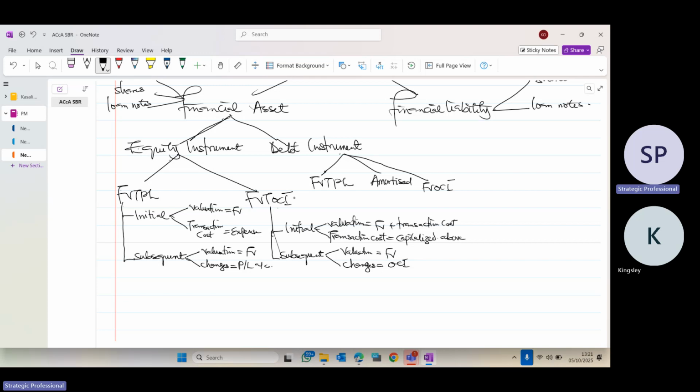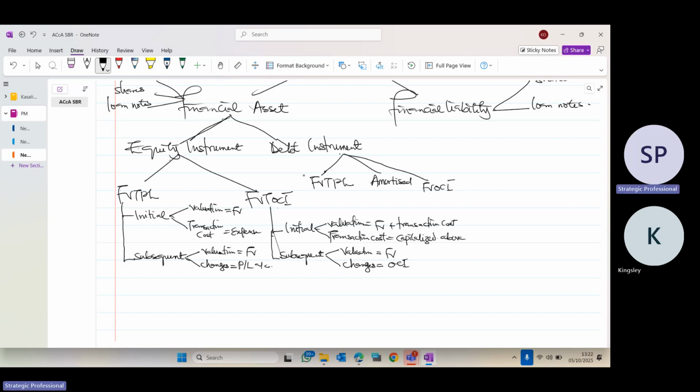For the debt instrument, initial valuation will be the fair value, and the transaction cost we are going to expense. While the subsequent, we have the valuation as the fair value, and any changes therein go to profit and loss. If there's any finance income, that's going to be at our what? Coupon rate.